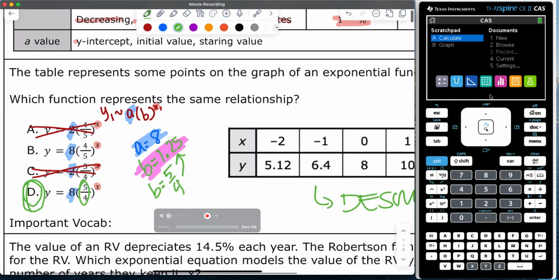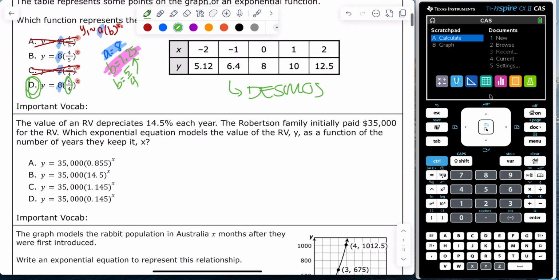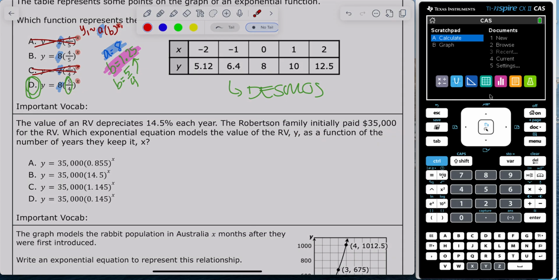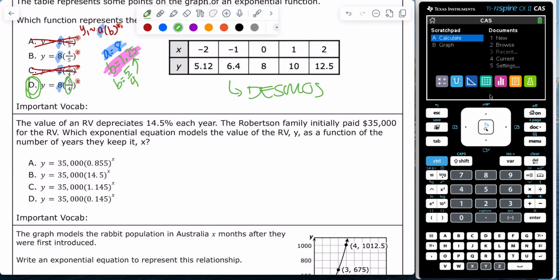Now, if I'm looking at my next one, it says the value of an RV depreciates 14.5% each year. The Robertsons family initially paid $35,000 for the RV. Which exponential equation models the value of the RV y as a function of the number of years they kept it? So, what's important here is it says depreciates, and I know a percent. So depreciates means decrease. If it's decrease, I know I'm doing 1-%.